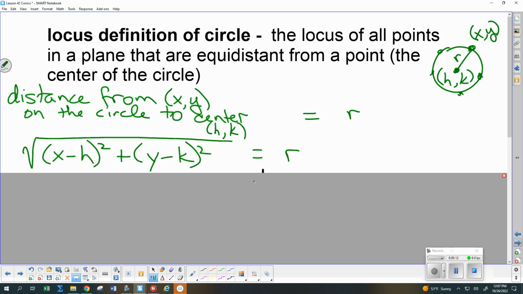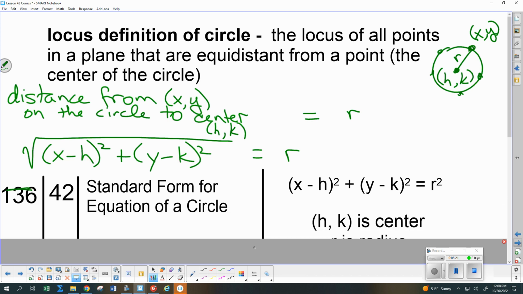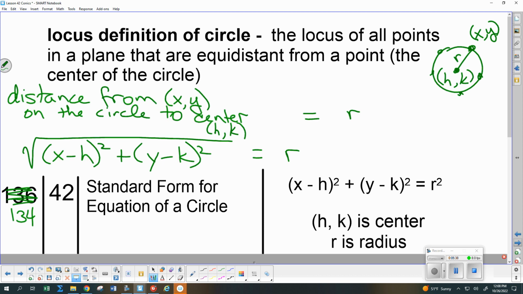Now for my standard form of the equation, I don't want to have that square root sign in there. So I'm going to go ahead and square both sides, which gives me this equation, that x minus h squared plus y minus k squared, no square root sign anymore, equals, and the other side, since I've squared both sides, needs to become an r squared. Notice that the center is the opposite of what you see in the parentheses.